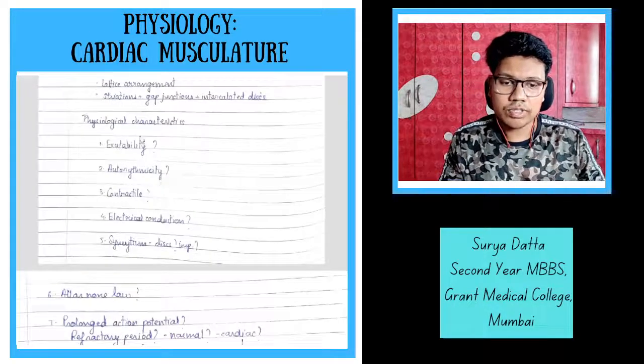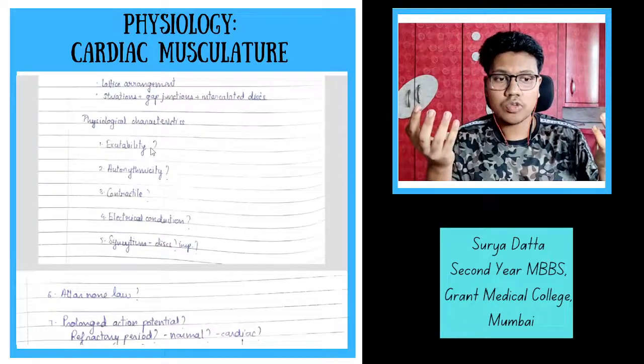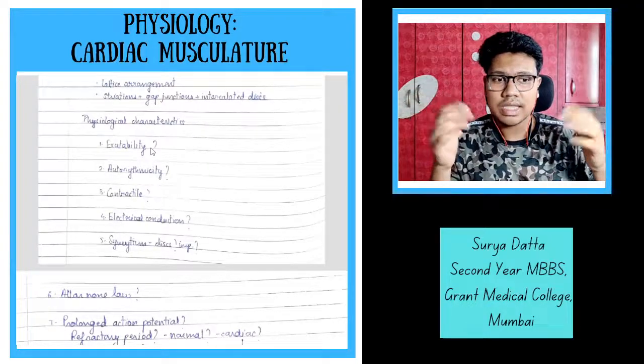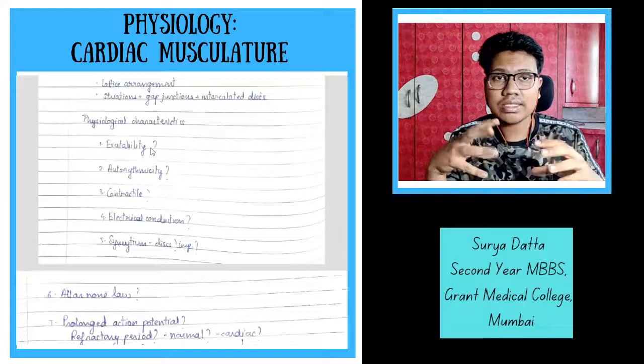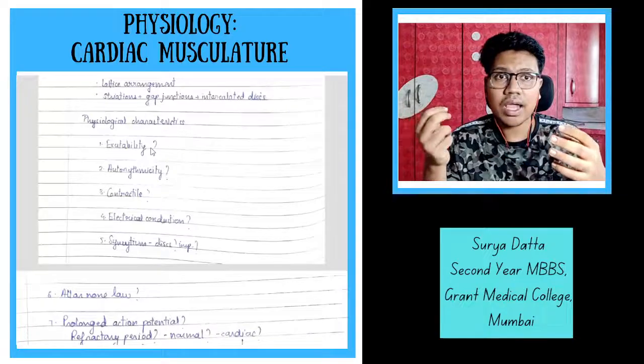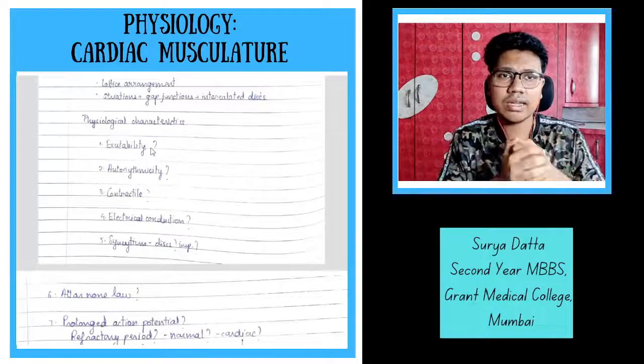So these intercalated discs basically have gap junctions, right? Now let's look at the physiological characteristics, what we are really interested in. Excitability. When we talked about bathmotropy, one of the main features is that the cardiac muscle is auto-excitable. It gets excited by itself, and it can even get excited when I send an impulse through it. That's basically what excitability is all about.